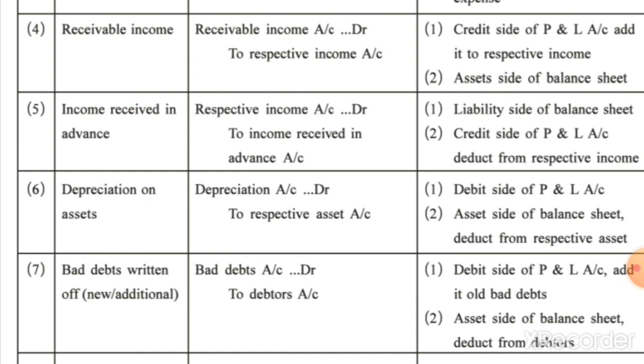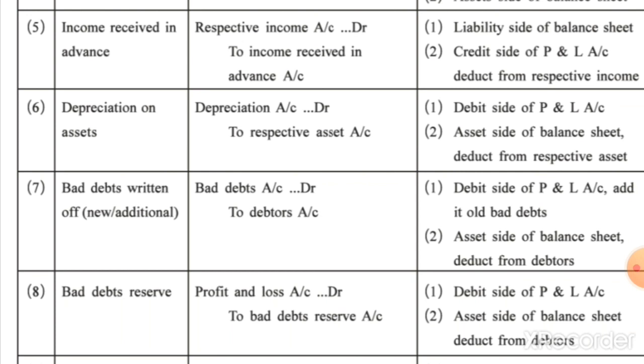First of all, let us see the adjustment entry: bad debts account debit to debtors account credit. It is one kind of loss for the firm, so it will be recorded on the debit side of P&L account. You have to add to the old bad debts given in the trial balance. We have already discussed the format: bad debts old, that is of trial balance, plus bad debts of adjustment, plus bad debt reserve of adjustment, minus bad debt reserve of trial balance. According to that you add to the old bad debts on the debit side of P&L account, and the second effect is to subtract from the debtors on the asset side of the balance sheet.